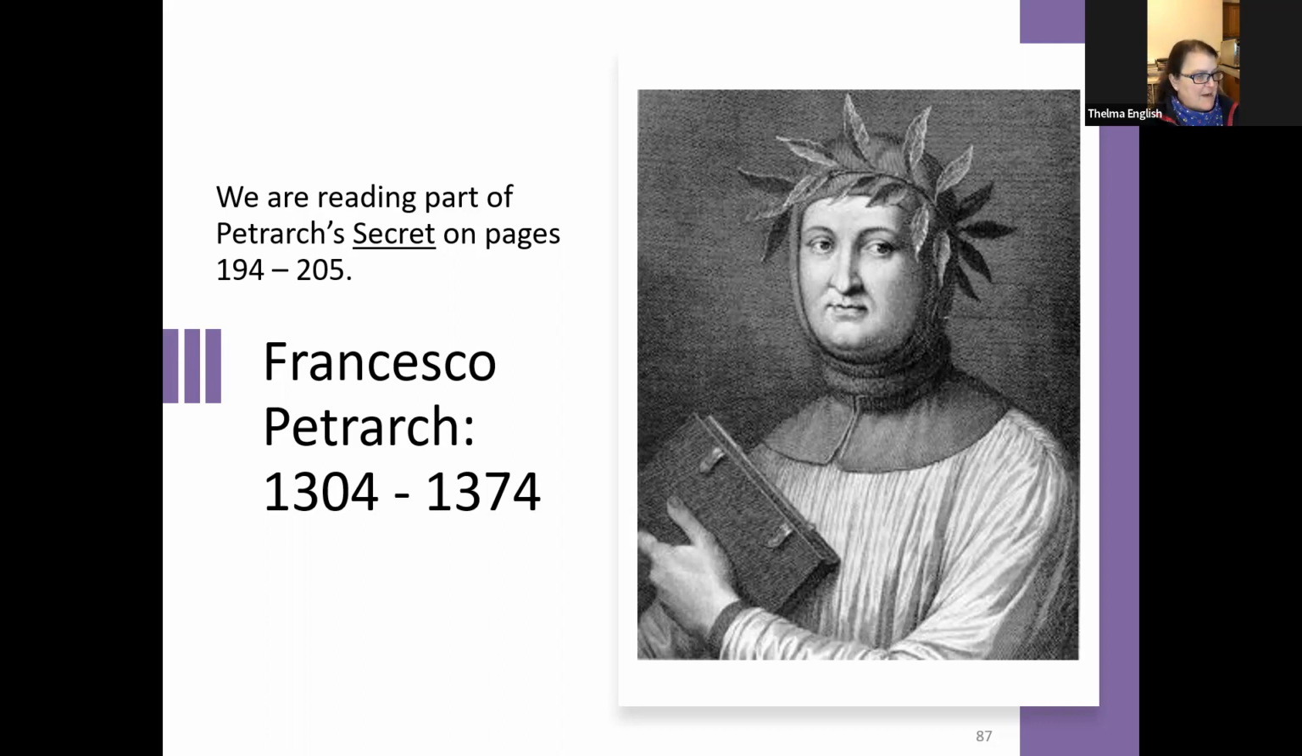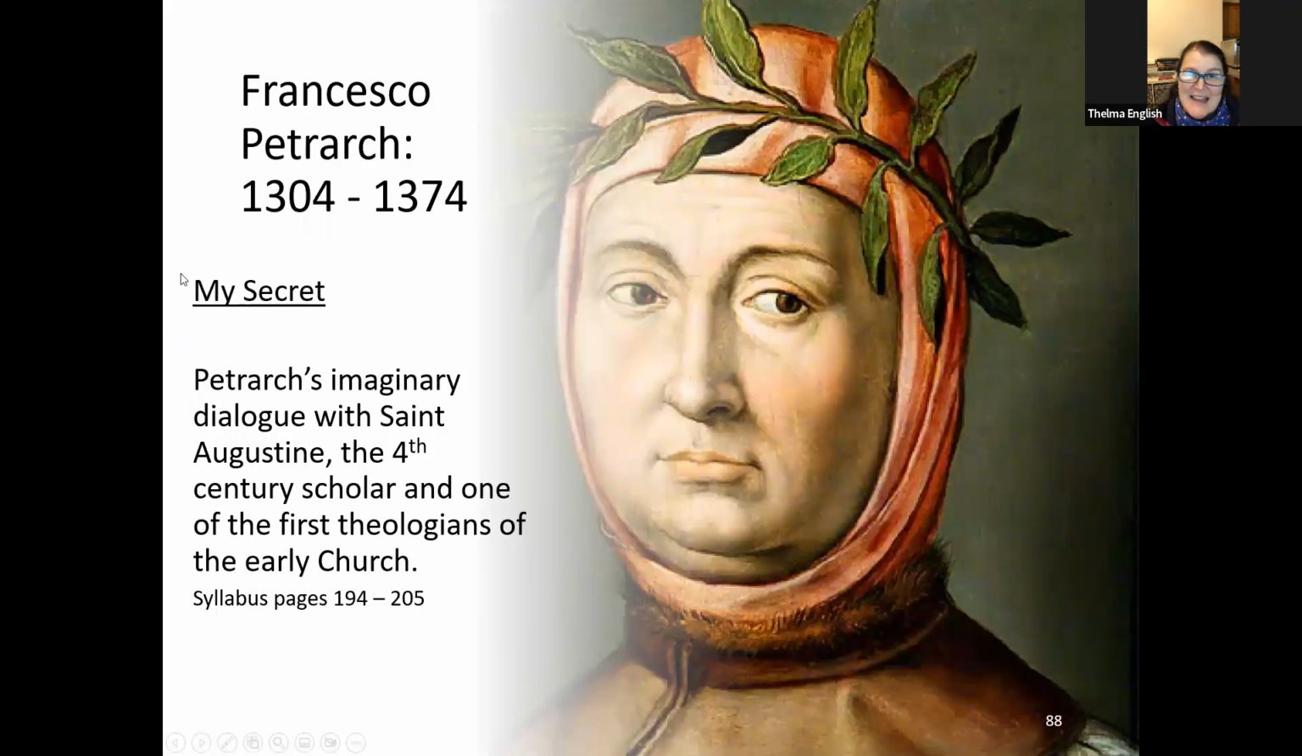So on page 194, in the first column, you can see Francesco Petrarch, My Secret, the founder of humanism. That's what we call him, the founder of humanism. His imaginary dialogue with St. Augustine is what My Secret is about. And this is really sad.